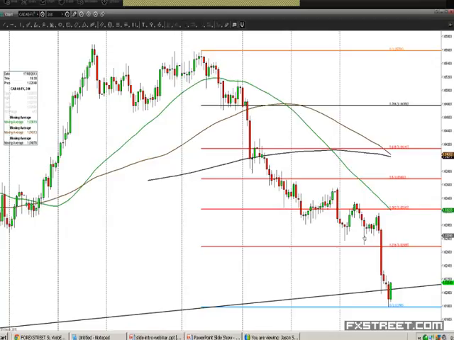You don't really need to run a 50 pip stop to be fair. You could get away with 40, I would suggest. And anyway, on the upside, at least a 50 pip profit. But we could even push through there and go up to 103.25.